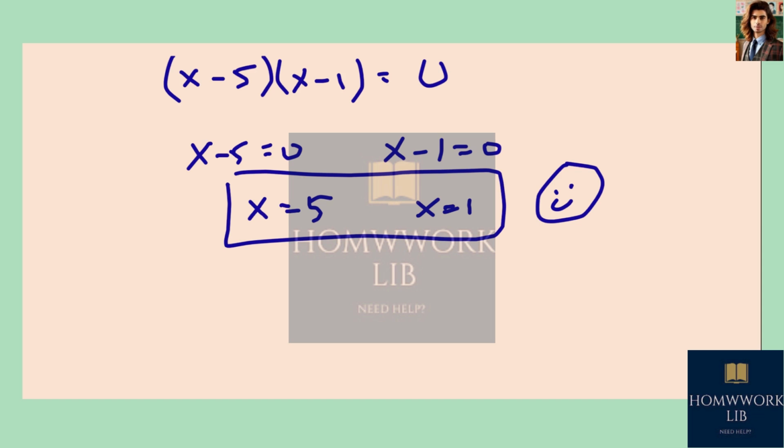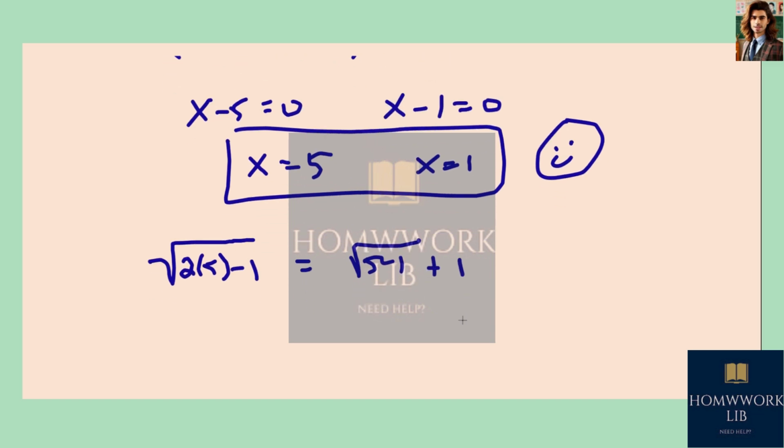Actually, upon just looking a little further, you should check your answer. So we think x is a potential solution, so that'd be 2 times 5 minus 1 equals the square root of 5 minus 1 plus 1. Well, 2 times 5 is 10 minus 1 is 9, and square root of 9 is 3. 5 minus 1 is 4, square root of 4 is 2, plus 1 is 3. So 5 does check out.